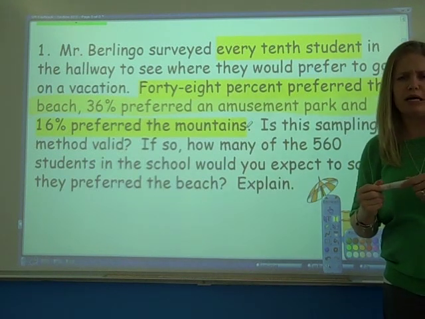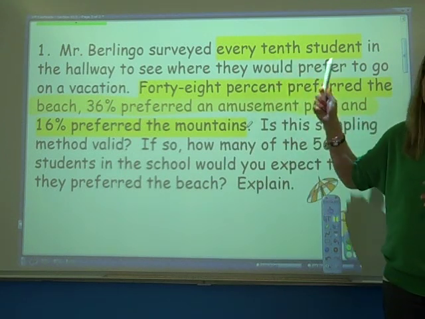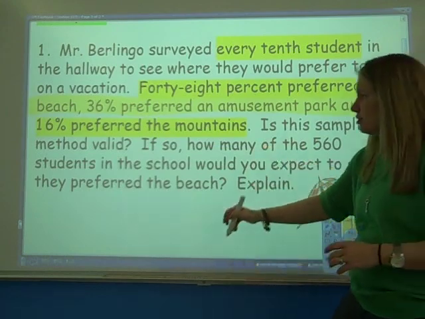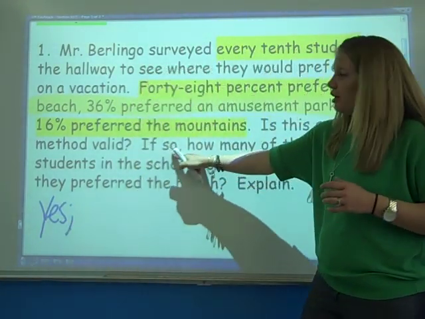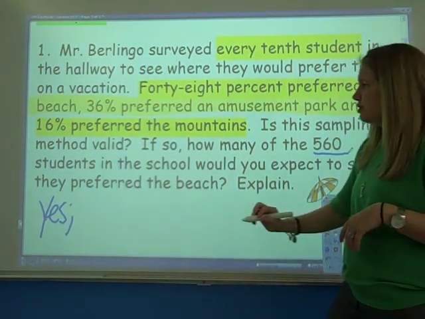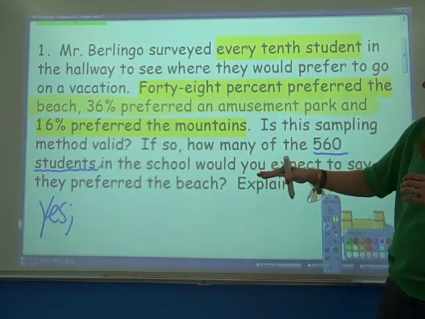Is this valid? Okay, well, everybody has a shot of getting called. Every 10th student has a shot of being asked. So yes, this is valid. That's our first question. Yes. If so, how many of the 560 students in the school, that's another important piece, would you expect to say they prefer the beach?